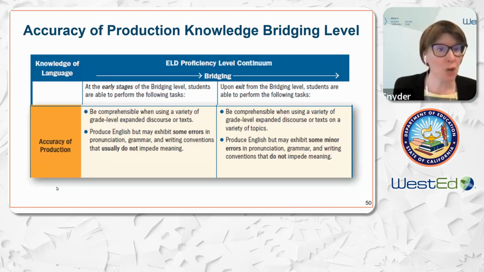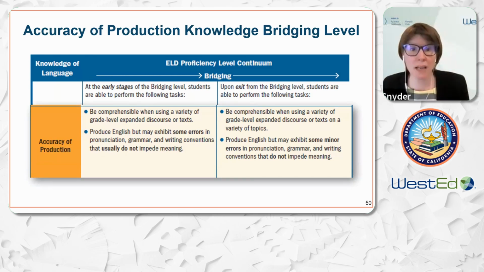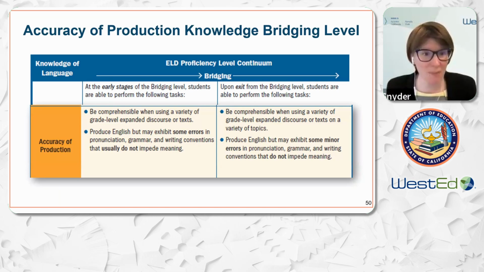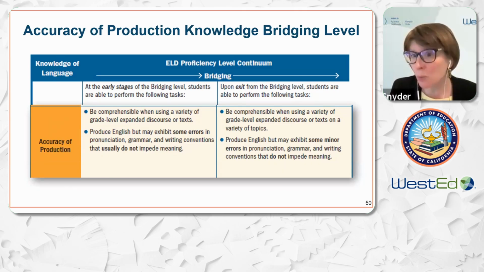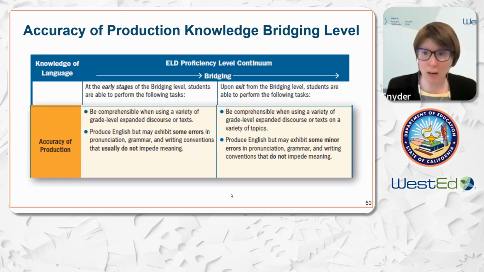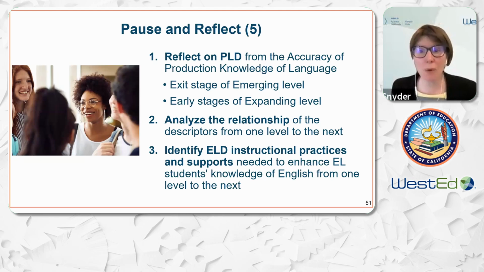And then the image on this slide shows the bridging level in the accuracy of production knowledge of language from page 24 of the California ELD Standards publication. So at the early stage of the bridging level, EL students are able to be comprehensible when using a variety of grade level expanded discourse or texts. They are also able to produce English, but may exhibit some errors in pronunciation, grammar, and writing conventions that usually do not impede meaning. Upon exit from the bridging level, EL students are able to be comprehensible when using a variety of grade level expanded discourse or texts on a variety of topics. They are also able to produce English, but may exhibit some minor errors in pronunciation, grammar, and writing conventions that do not impede meaning.